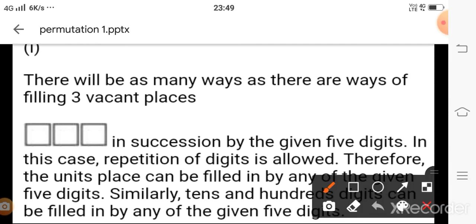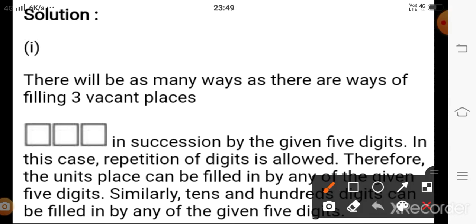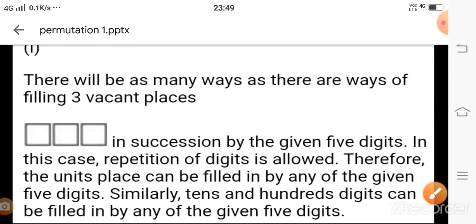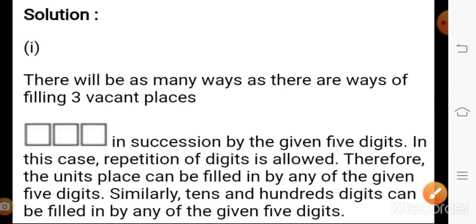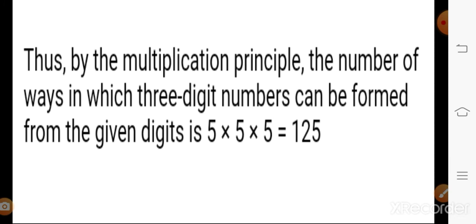If you are observing here, we have to form a 3-digit number. We have hundreds place, tens place, and unit place, and the 5 digits we are getting here, we have to fill on the hundreds, tens and ones places. Then how will you fill these?